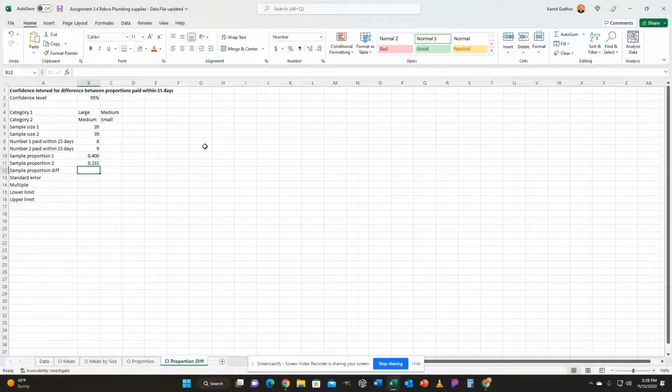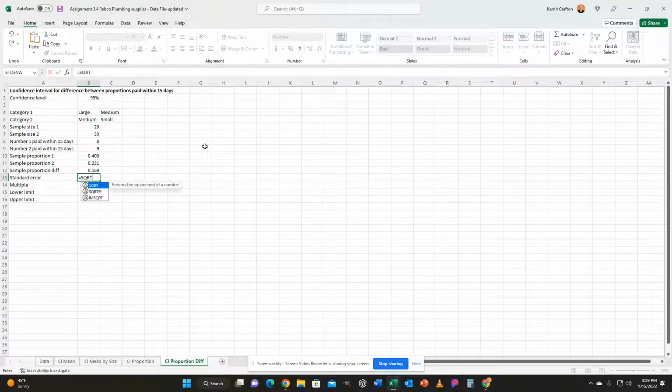And then the sample difference is equal to B10 minus B11. Okay. All right. So now we need to find the standard error. This is a little more complex one, but if you need to pause the video and look at it, that'd be a good time to do it. Now we'll see if I can enter it without too much issues.